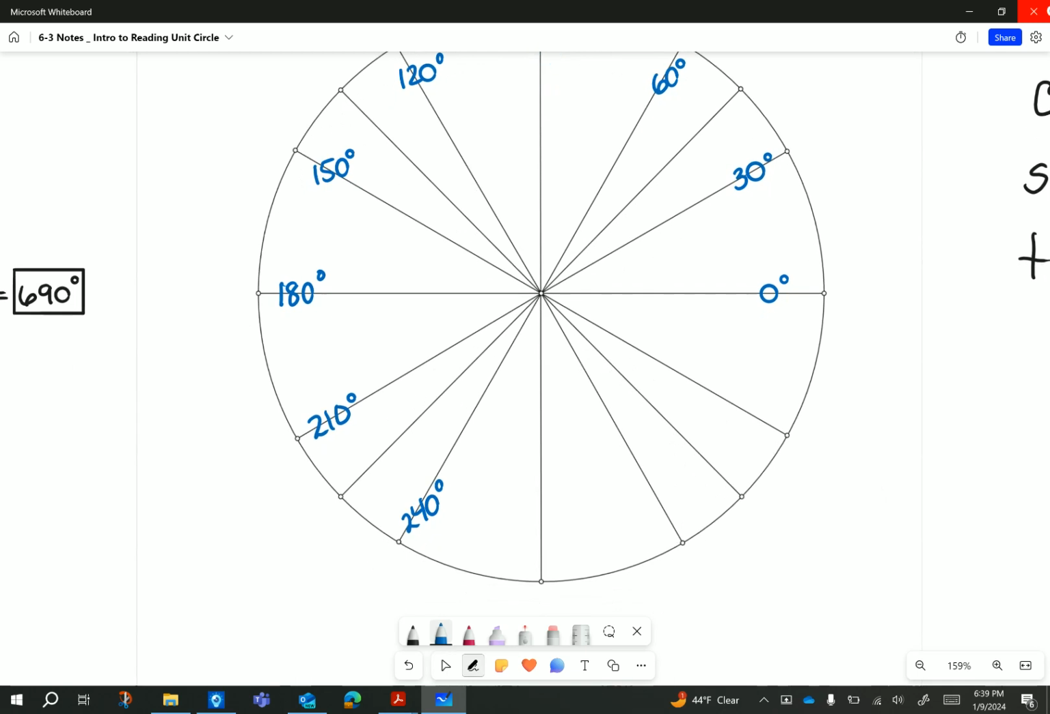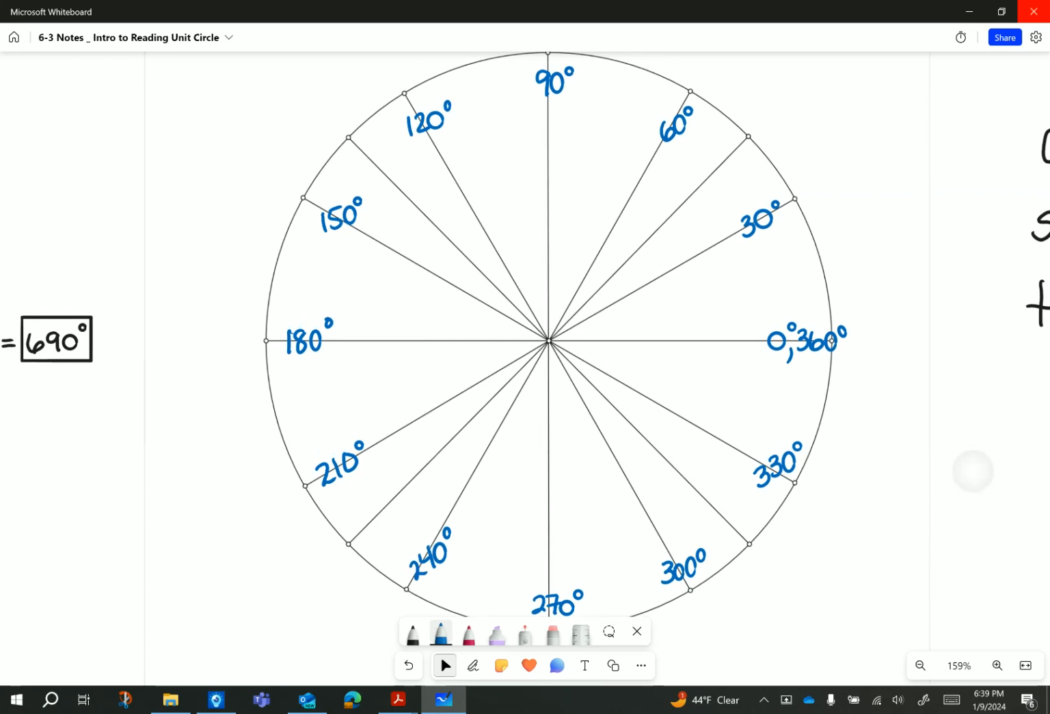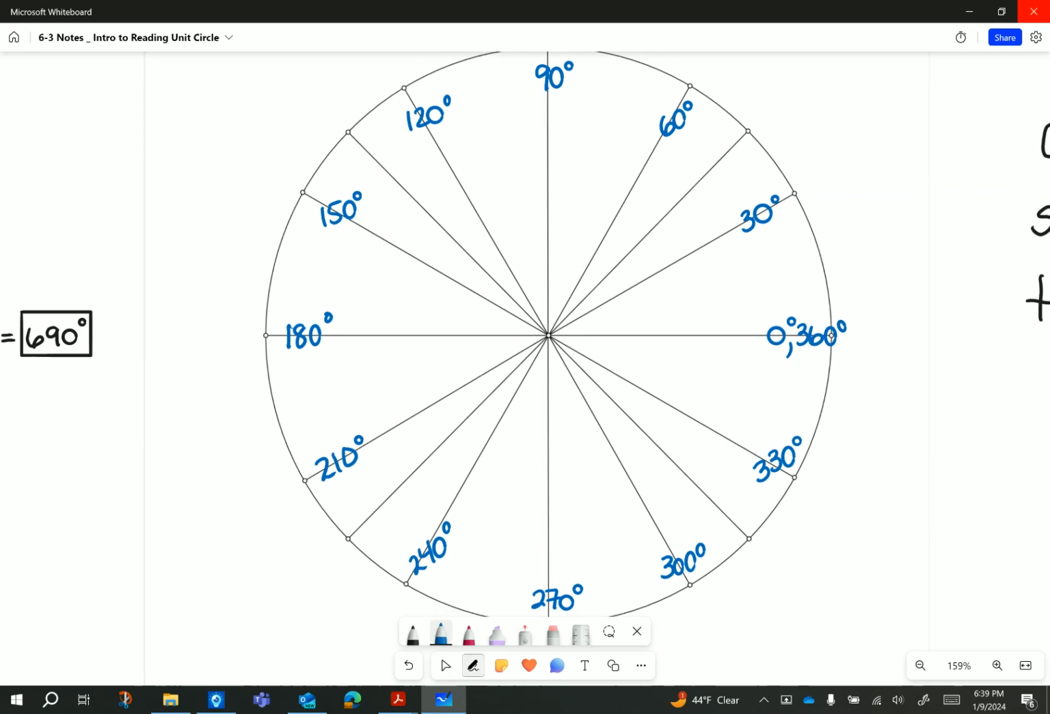Let me raise this up a little bit. And you will see that you are going to end up at 360 degrees. Okay, because you made one full revolution, okay? 30, 60, 90, 120. So all you did was continuously add by 30 degrees, all right?